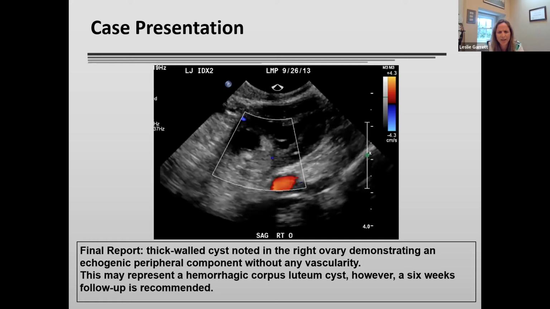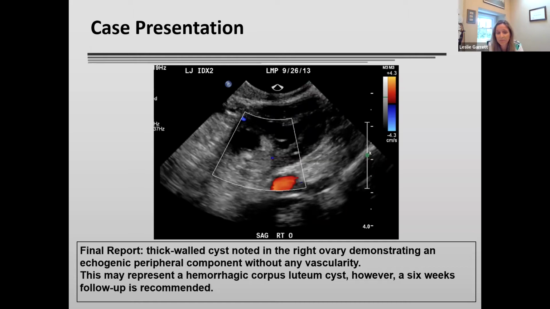And now there's some red in the picture and I'm not quite sure what that means, but that can't be good. So you go down to the report and they say there's a thick walled cyst in the right ovary demonstrating a peripheral component without vascularity. And then they tell you what they think this is. It could be a hemorrhagic corpus luteum. However, they recommend a follow-up in 6 weeks.